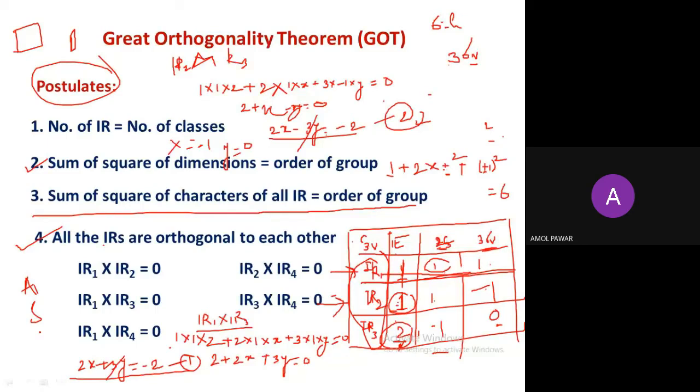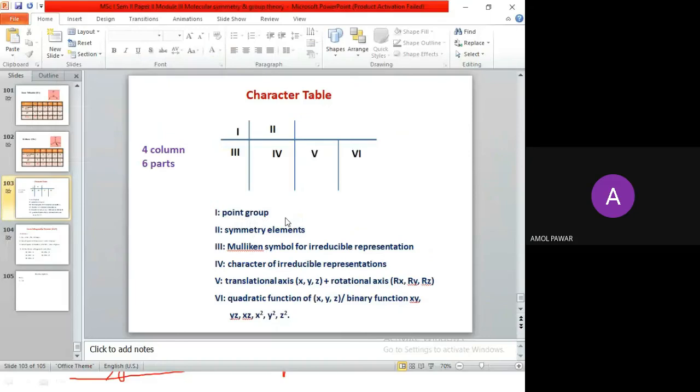Okay, I will upload the handwritten notes of how to construct the character table for C2v and C3v in the classroom. Then you will get an idea how to construct the character table for C2v and C3v using the GOT rules. Okay, any doubt? No, sir. Okay, so the next part, the rules for the Mulliken symbols, we'll discuss in the next lecture.